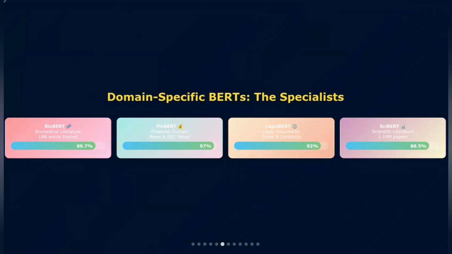Clinical BERT goes even deeper, training on clinical notes from intensive care units. It understands medical abbreviations, clinical workflows, and patient care terminology. This specialization proves crucial for tasks like clinical outcome prediction and medical record analysis.